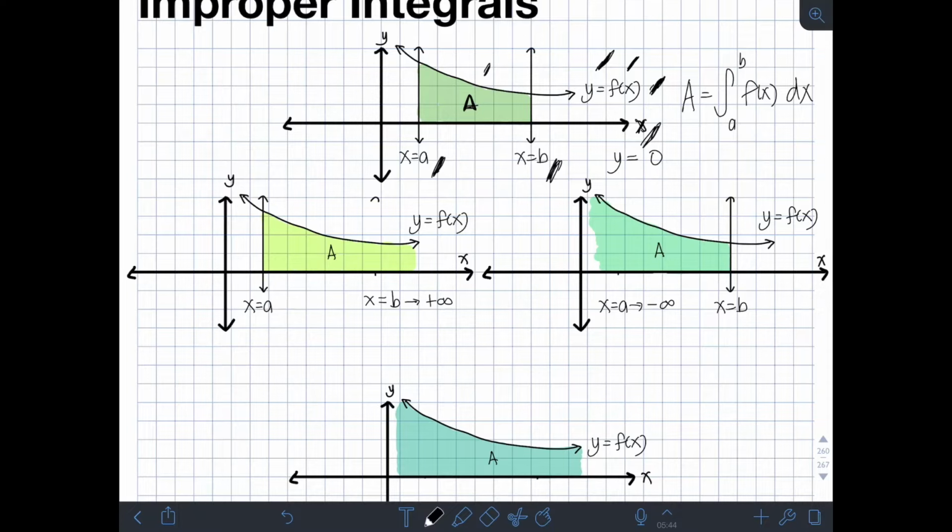So, pag ginawa natin yon, equal din siya sa integral ng y upper which is f of x minus y lower which is 0 dx from a to b. So, f of x minus 0 is just f of x. So, kaya, ito lang yung naging formula natin. Integral ng f of x dx from a to b.